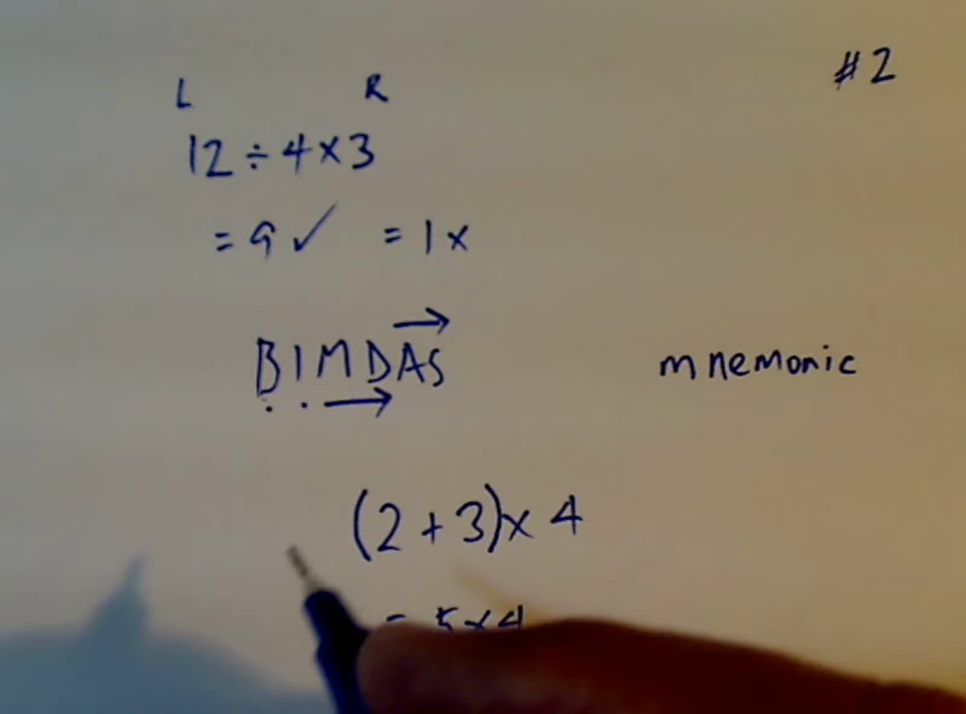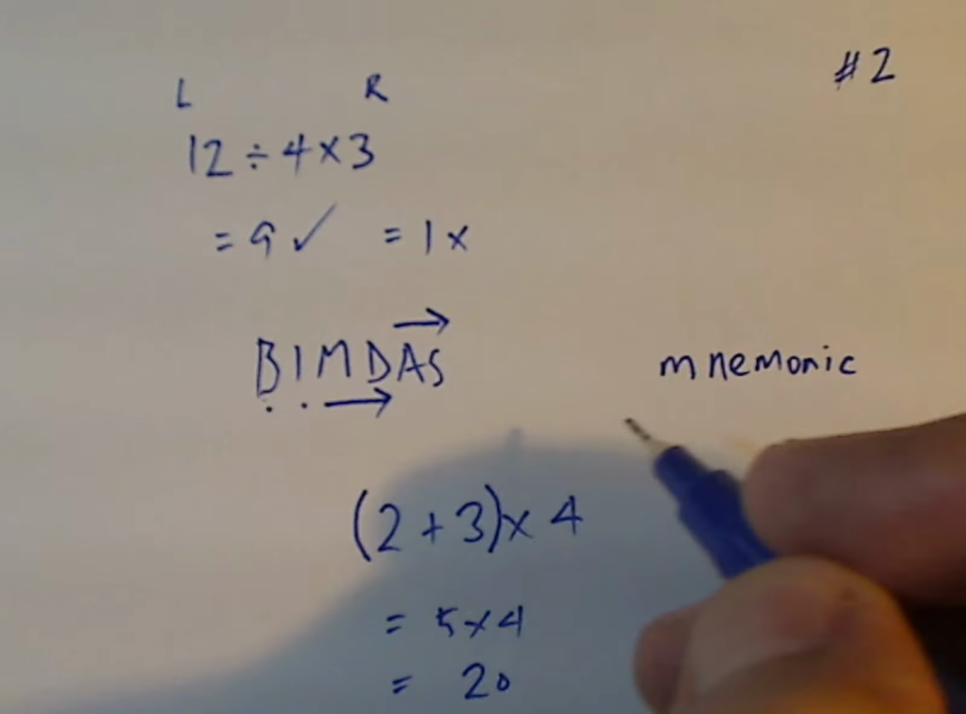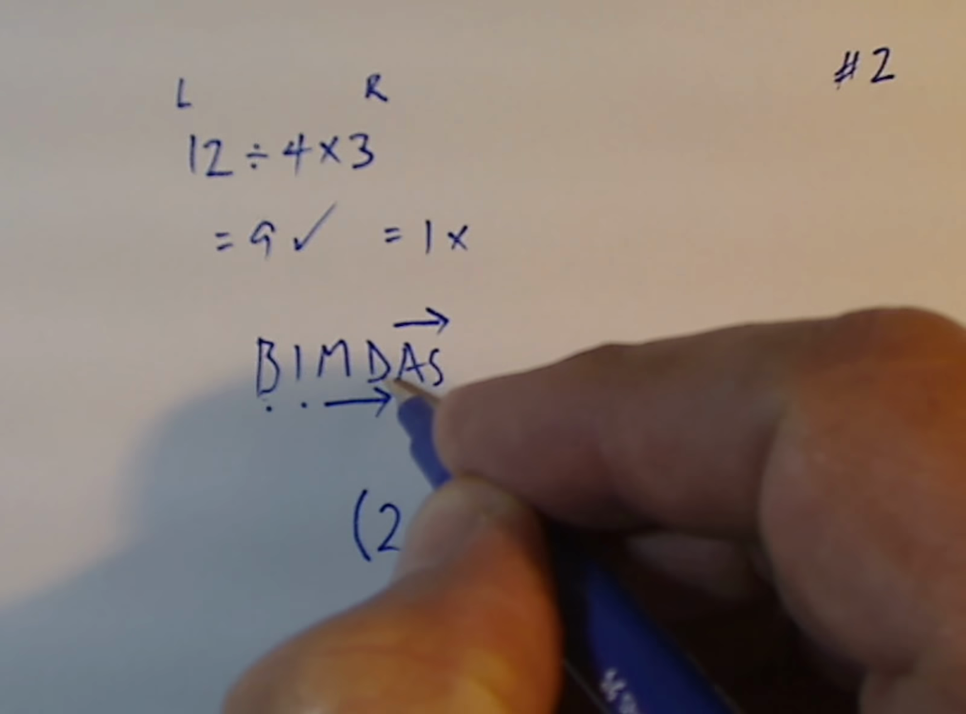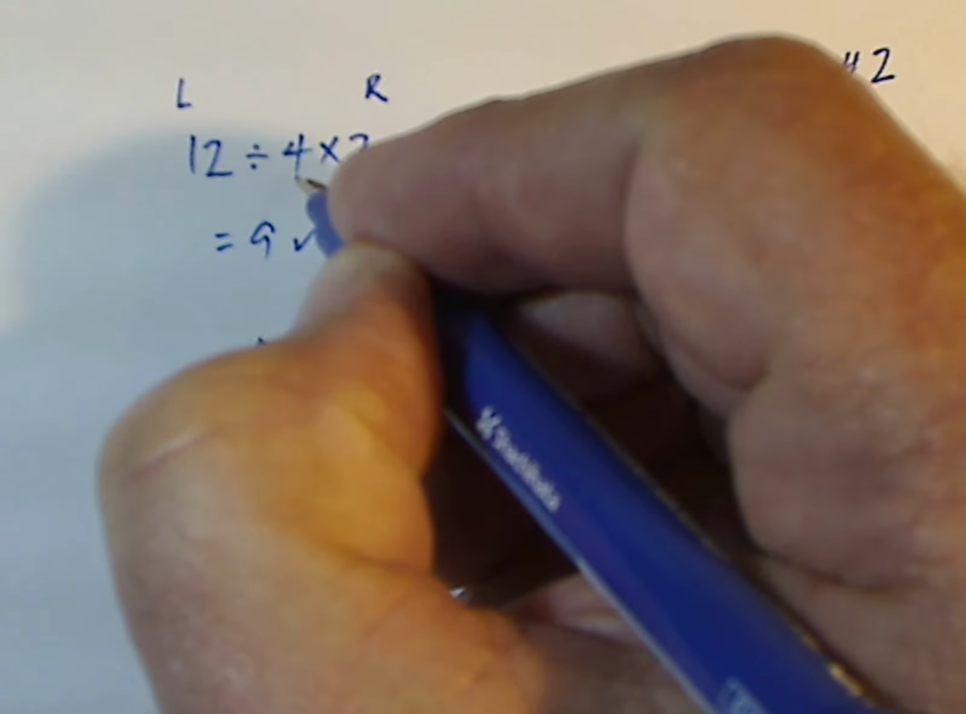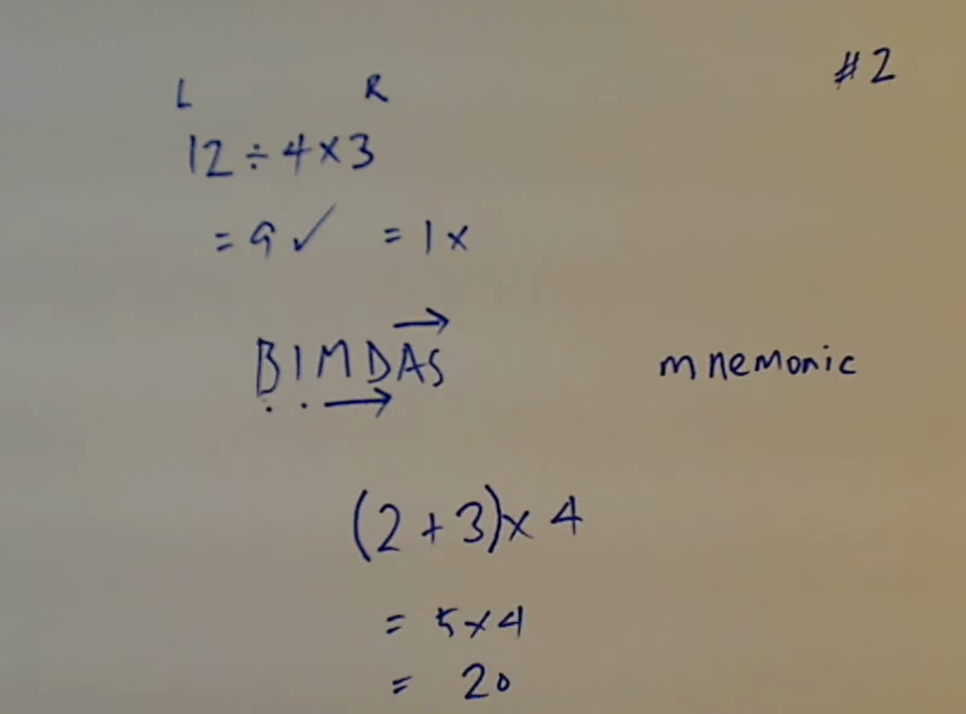Now what is the convention? What have we all agreed is going to happen in mathematics? We've agreed that multiplication and division will be done left to right. So 12 divided by 4 is 3, times 3 is 9.